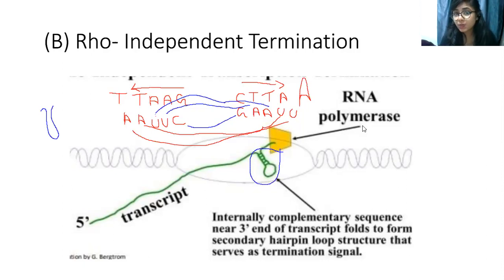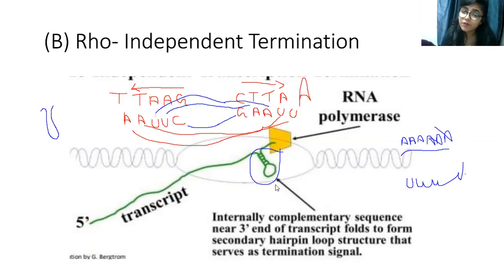Second thing which we require for Rho-independent termination is a sequence in DNA, a long polynucleotide sequence, A, A, A, A, A. When this is transcribed, what will you get? U, U, U, U, U, U, U. Because of these two things, transcription will terminate. Why? Because AU bonding is weaker than GC bonding.